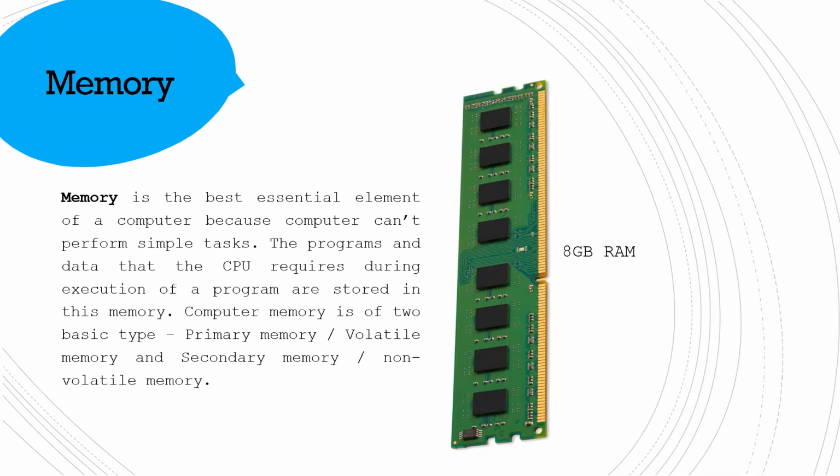So again, memory is the most essential element of a computer, because the computer cannot perform simple tasks. The program and the data that the CPU requires during the execution of a program are stored in this memory. Okay, let me give you an example. I am going to give you two numbers, and you will add them and give me back the result. Add 5 and 2. What will you do? You will take 5 and 2 and perform an addition, right? 5 plus 2 is 7. Then you will give me the 7, right?